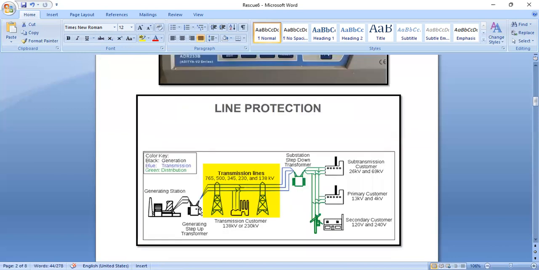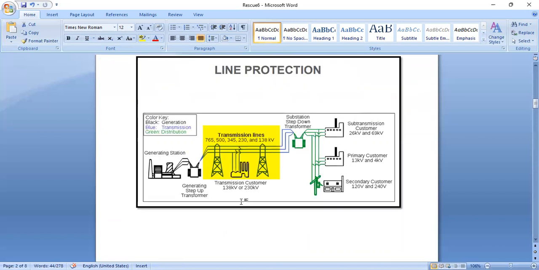Then for the line protection, we can say that there is the generating station, then the transmission line, then the substation. So this is the process for the generating, transmission, and distribution system.